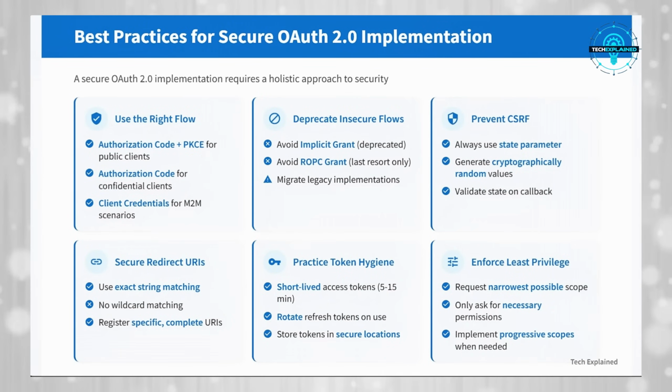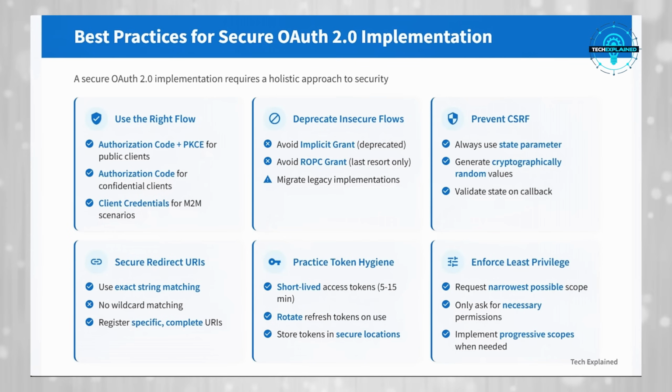After more than a decade of widespread implementation, the industry has developed a clear consensus on the most secure and effective ways to use the OAuth 2.0 framework. These best practices are essential for modern applications. First and foremost, use the right flow. Always use the authorization code grant with PKCE for all public clients, including SPAs and mobile apps. This is the most critical best practice and the foundation of secure OAuth 2.0 implementation.